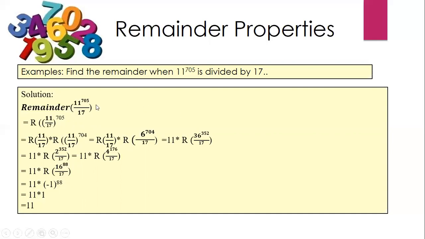If you want the cyclicity method, you can directly apply that rule. 11 power 1 when divided by 17, what is the remainder? 11 power 2 when divided by 17, what is the remainder? Definitely we will have some pattern, and based on the power we can divide and then find out the answer.